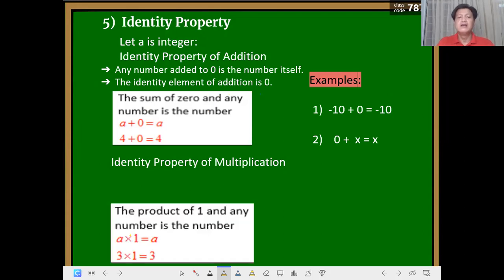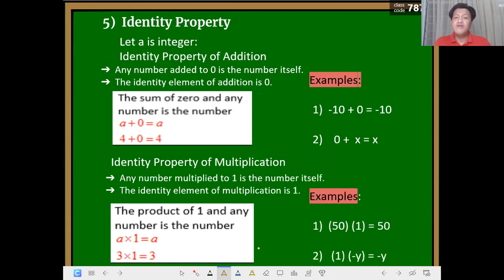Dito naman, the product of 1 and any number is the number. So ito yung pattern natin. 8 times 1 is 8. 3 times 1 is 3. Kung mapapansin natin, hindi pa rin nagbago yung number. Pero kapag minultiply natin sa 1, is the number itself pa rin. Kaya meaning to say, whatever you multiply to 1 is the number itself. Hindi nagbabago.